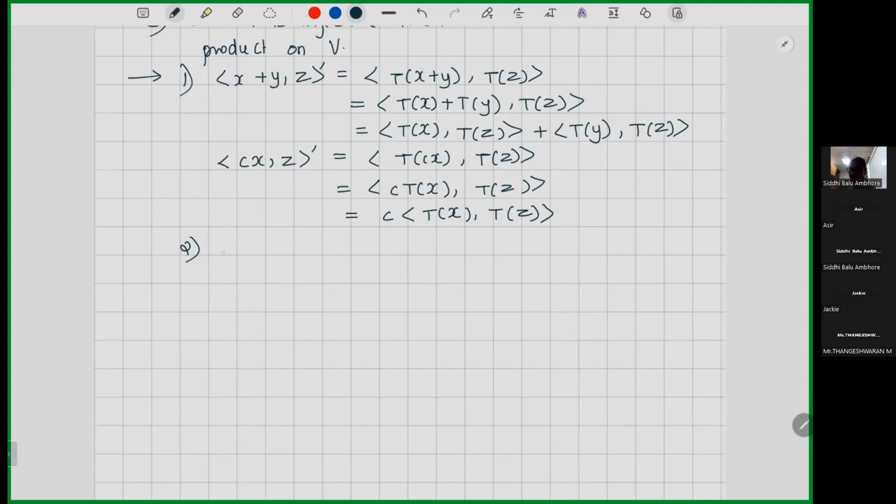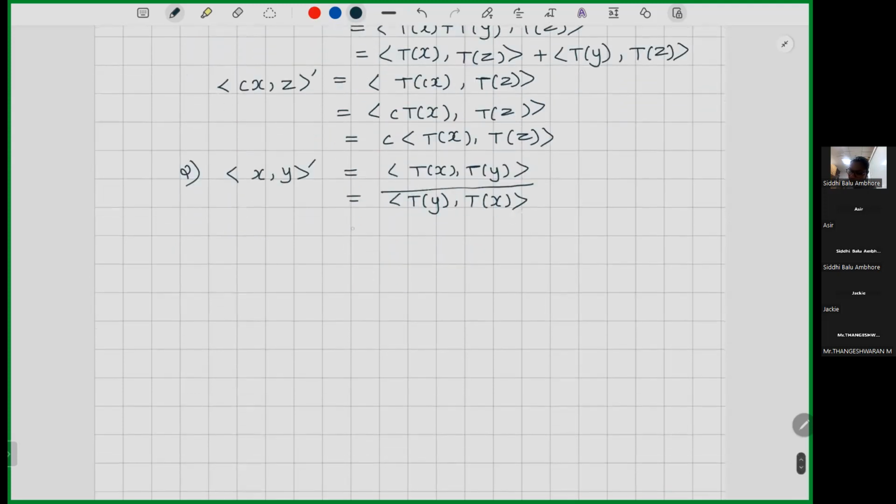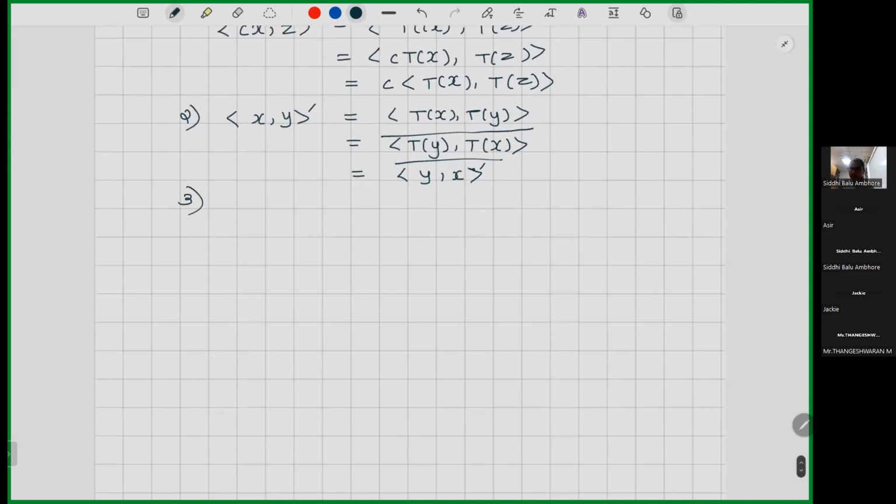Now we are moving to the second condition, which was about conjugate symmetry. So (x, y) dash will be what? It is Tx comma Ty, from the definition. Because of the inner product on W, this becomes (y, x) conjugate. This is dash and this is conjugate. So conjugate symmetry is there, because whatever is under that conjugate sign is equal to this element.